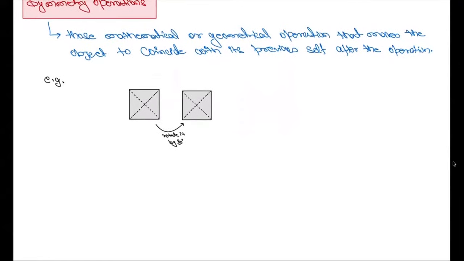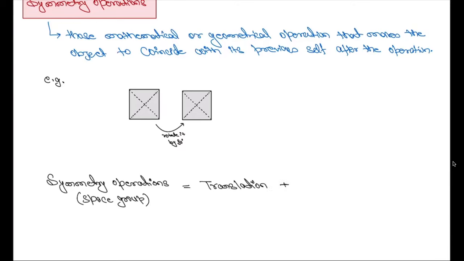So how many types of symmetry operations are there? Symmetry operations are also called the space group. It is of two types. One: translation plus reflection plus rotation plus inversion, right? And all these, apart from translation, are basically called the point group.